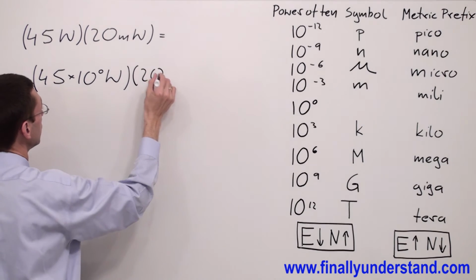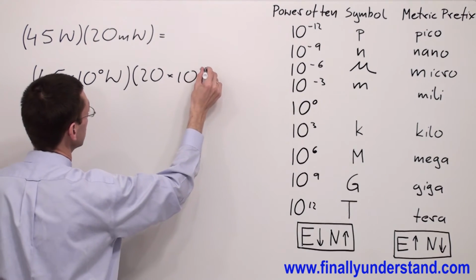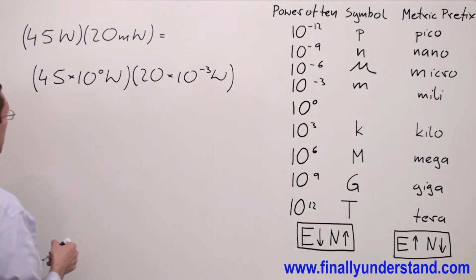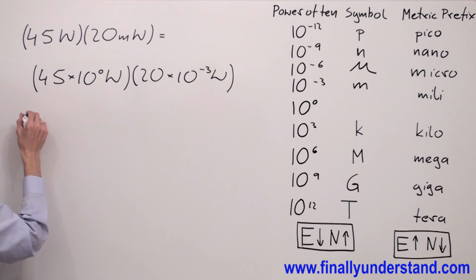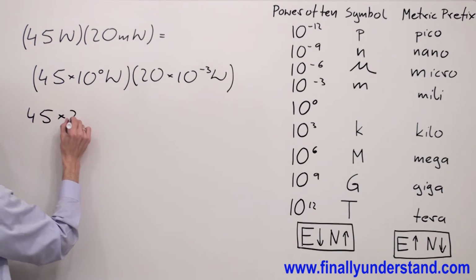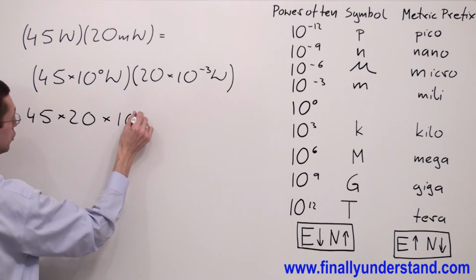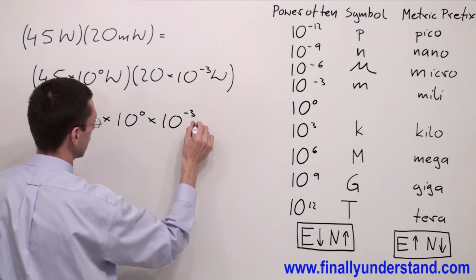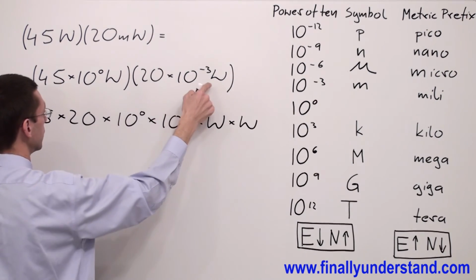times 20, and instead of milli, I'm going to write times 10 to negative 3 watts, because milli represents 10 to negative 3. And because I have multiplication everywhere, I can take off the parentheses and write this problem as 45 times 20, times 10 to 0 times 10 to negative 3 times watt times watt.